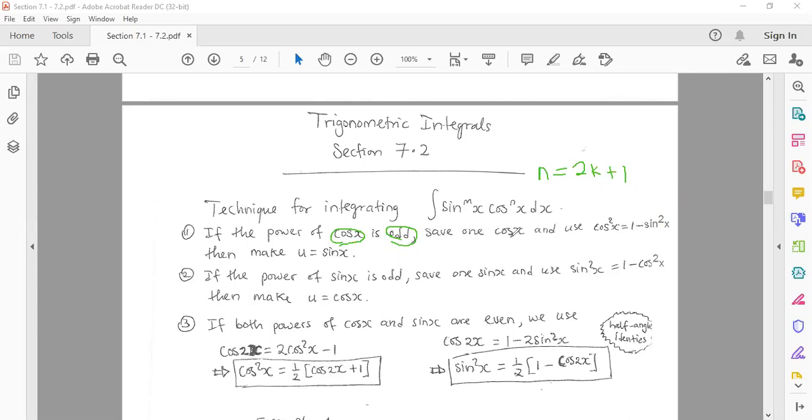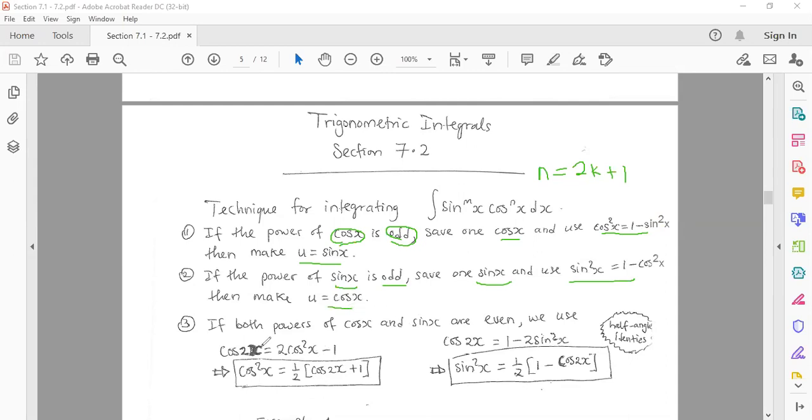So if the power is odd, you save one cos, then you use the identity for cos squared to convert the remaining factors of cos in terms of sine. Then your substitution is just going to be u equals sine x. Now, if the power of sine is odd, you save one sine, and then again you use the same identity to convert the remaining factors of sine in terms of cos, and your substitution is u equals cos x.